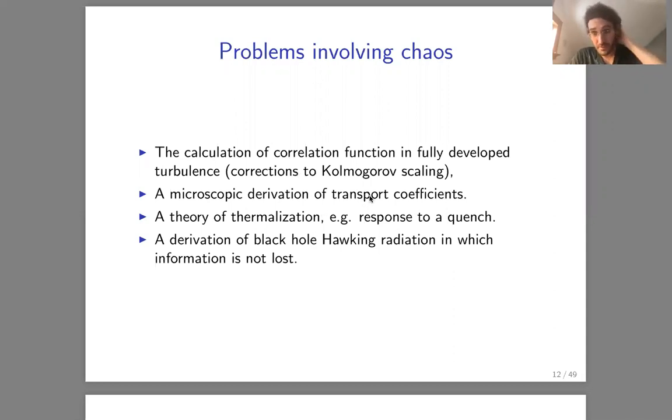And so famously, Kolmogorov in the 40s made an assumption, which is basically scale invariance, and based on the assumption of scale invariance and independence and universality, in a few lines, one can make a prediction for how correlation functions will scale. And this is Kolmogorov scaling, so it's basically just dimensional analysis.